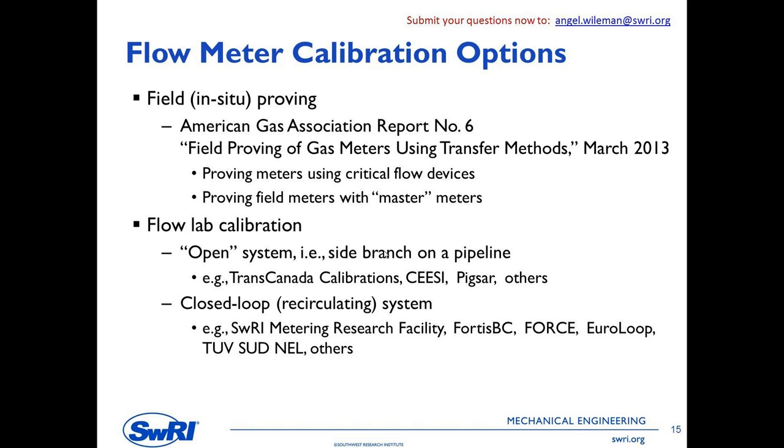In the flow calibration facilities, most of the time those are going to be using a master meter of some kind. And we'll talk about two different types of systems that are out there that are commonly available. One is an open type system. Essentially, that's a pipeline where flow is diverted through a set of reference meters and your meter under test as well to do the calibration.